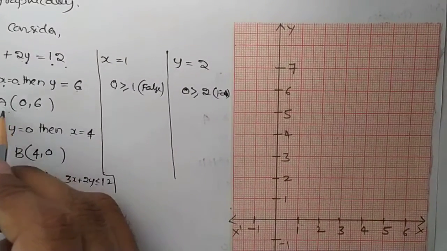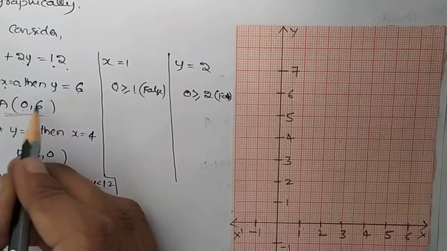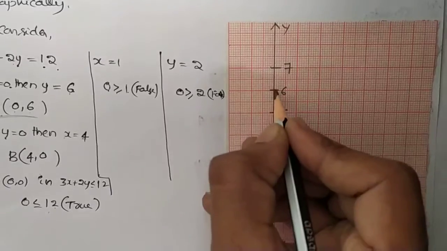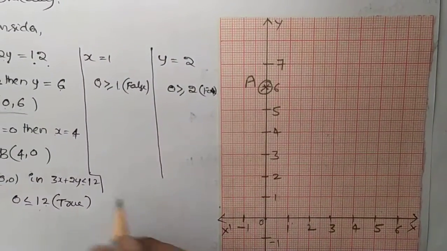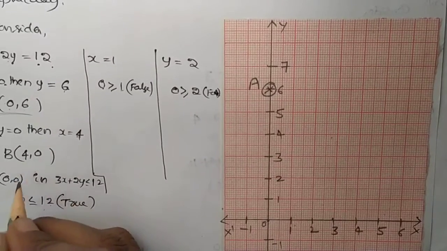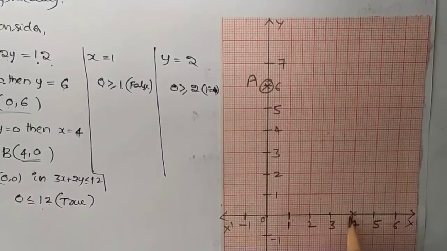Here the point A is what? x0, y6. It is the origin, x0, y value is 6. It is the point A. Next, B point is what? x0, y4. Sorry, x4, y0. It is the point B.